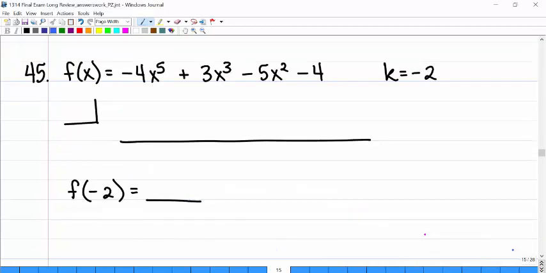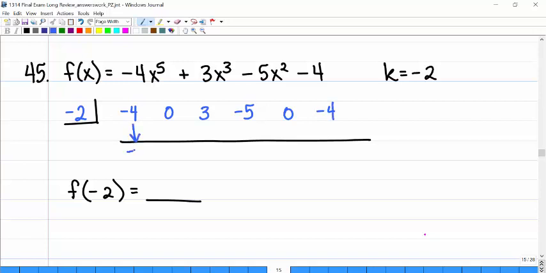For number 45, they give you the polynomial -4x to the fifth plus 3x cubed minus 5x squared minus 4, and they ask you to evaluate f of -2. So I'm going to put -2 in here in my half box. My coefficients for my x to the fifth term is -4. For my x to the fourth term, it's 0. For my x cubed, it's 3. For my x squared, it's -5. For my x term, it's 0. And then the constant is -4.